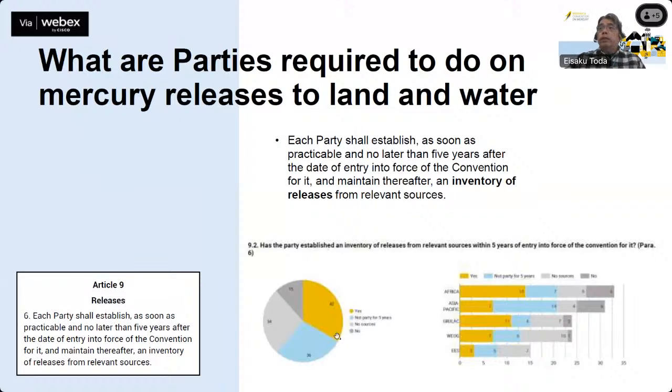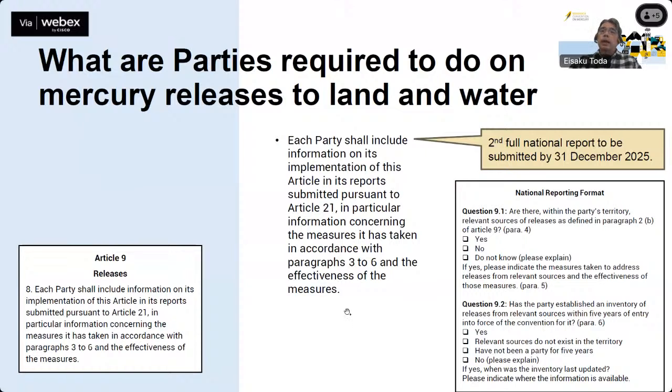And then parties with relevant sources shall establish, as soon as practicable and no later than 5 years after the entry into force, an inventory of releases. And in the national reporting, 42 parties responded, yes, we developed release inventories. And lastly, the parties have obligations to report on the measures taken and also the effectiveness of such measures. The first full national report was already submitted by 2021. And the next report, including these measures on Article 9, is due by December next year.